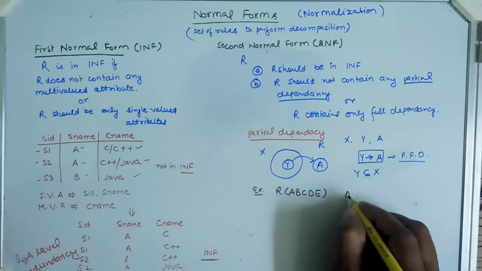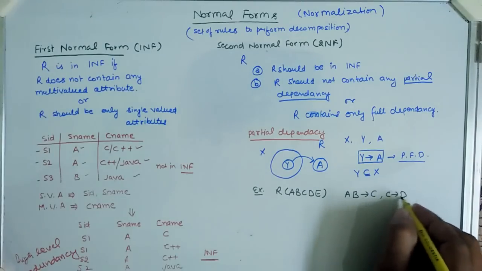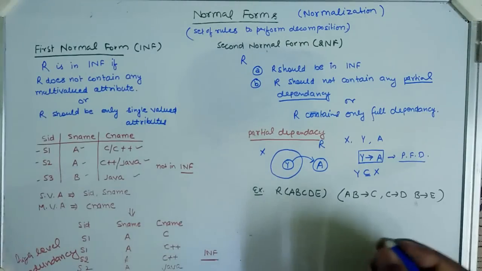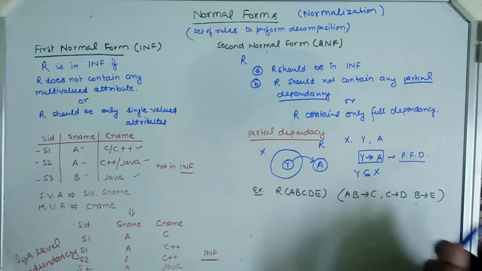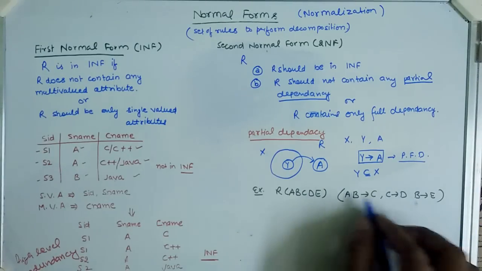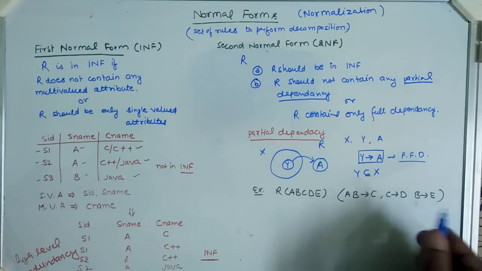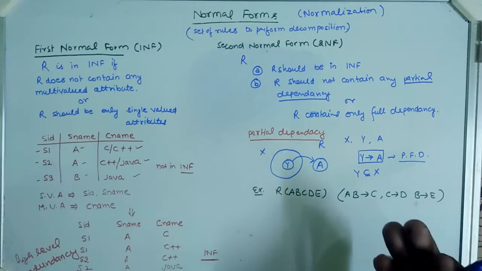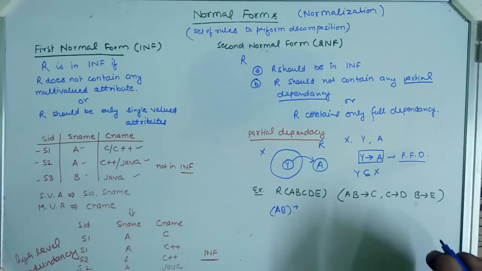These 5 attributes have the functional dependencies AB tends to C, C tends to D and B tends to E. So in this relation, we need to check for partial functional dependency to see if this relation is in 2NF or not. To check the partial functional dependencies, we need to check the key attribute set first, or prime keys. In order to find the prime attributes or prime keys, you need to find the candidate key of this relation, and here the attribute closure plays an important role.